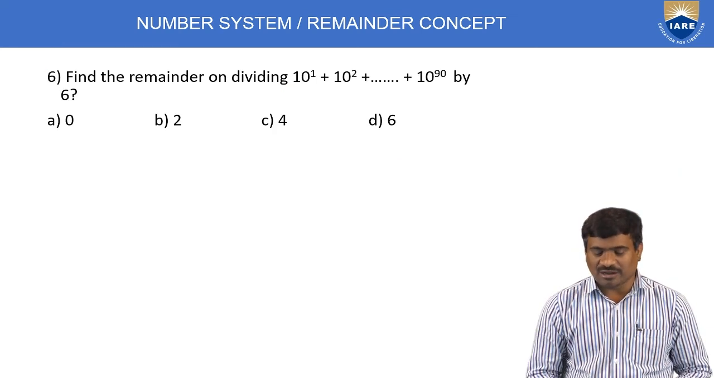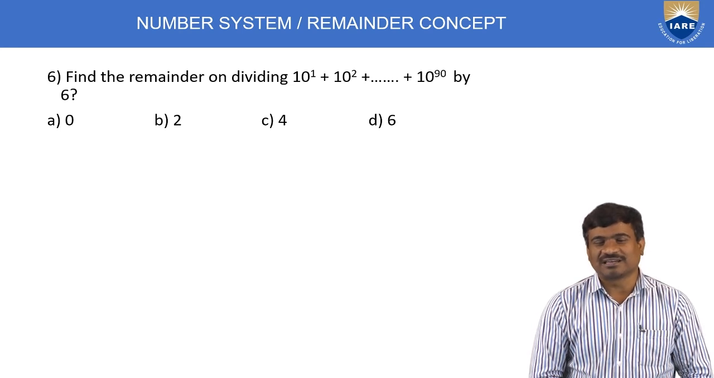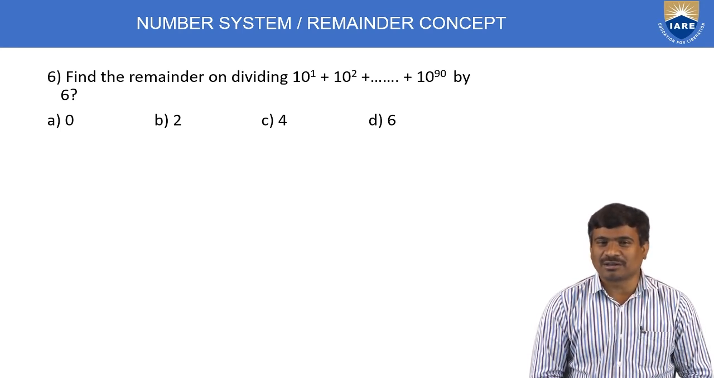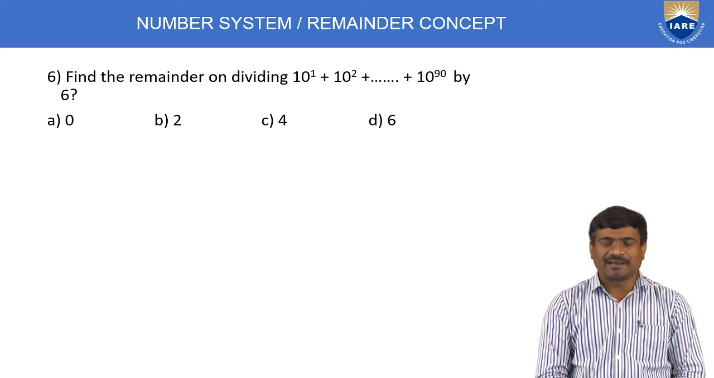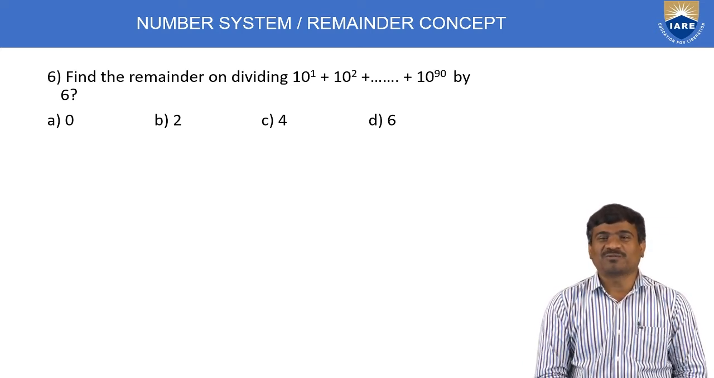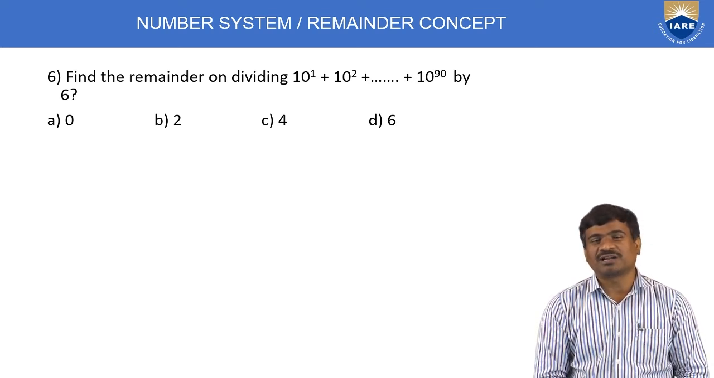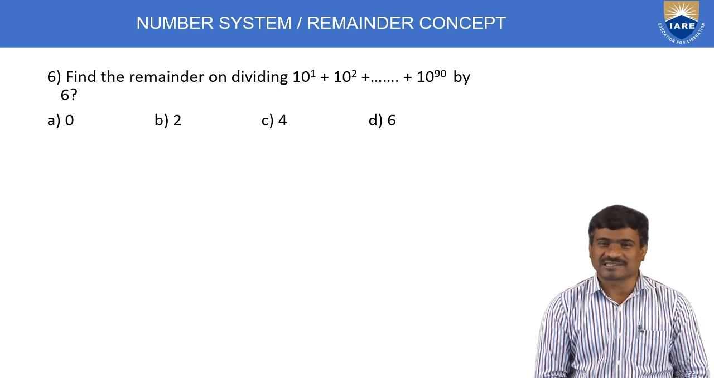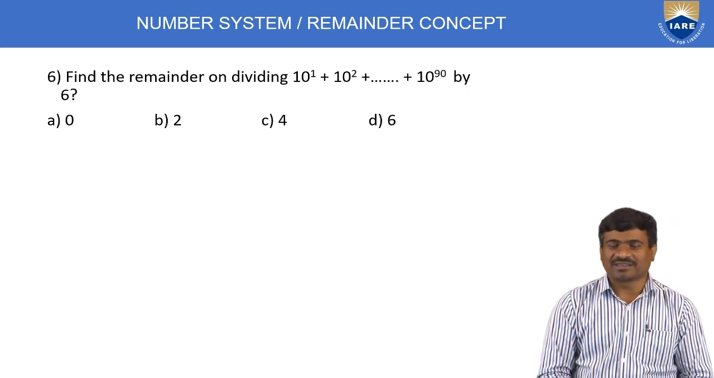Next, example number 6. Equation model in the remainder concept. Find the remainder on dividing 10 to the power of 1 plus 10 to the power of 2 plus 10 to the power of 3 and so on up to 10 to the power of 90 by 6. Options: A 0, B 2, C 4, D 6.